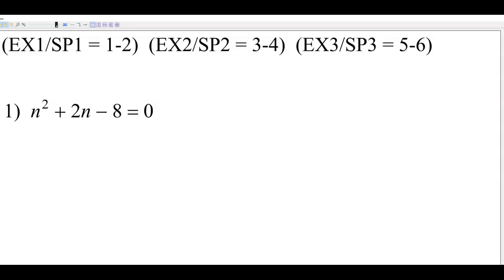All right. All right, so question for you. I'm going to ask Albin. This is a quadratic equation. How do I know that?